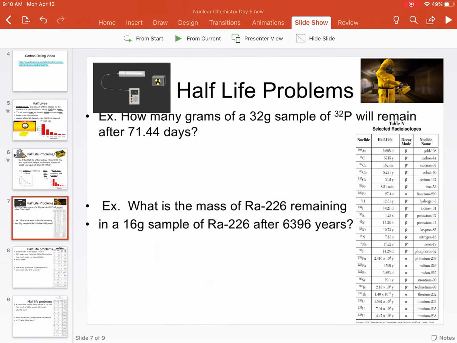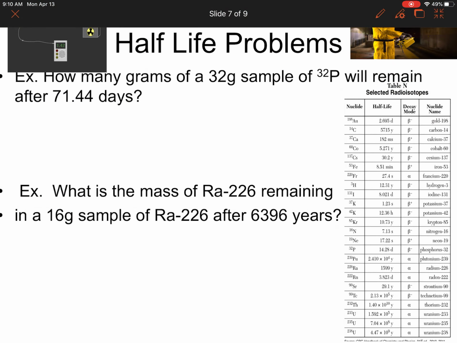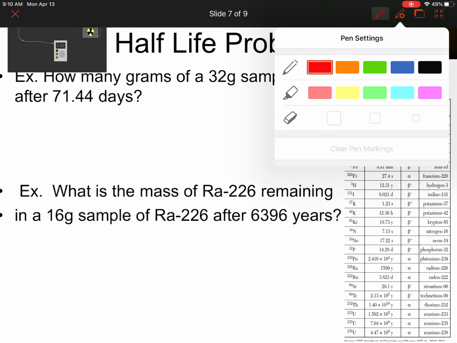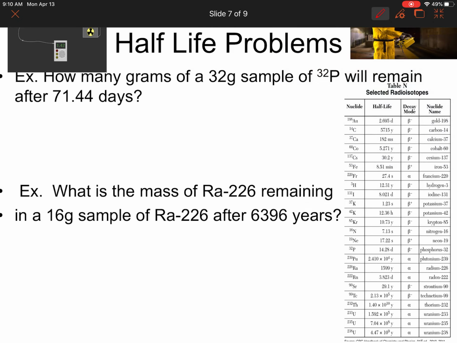All right, let's do the next one over here. So, by the way, I put Table N on the side here so you can see it, so you don't have to keep going back and forth. Question says here, how many grams of a 32-gram sample of P-32 will remain after 71.44 days? Okay, so they're giving us the mass, they're giving us the time here, 1 unit of time. Well, they're not giving us the half-life, guys, of P-32. So we can look it up on Table N.